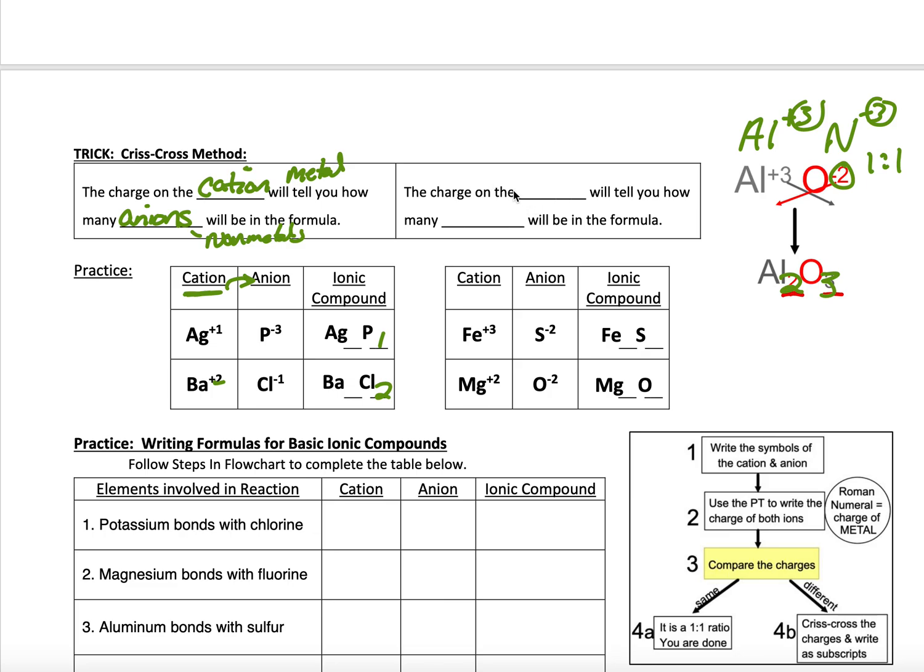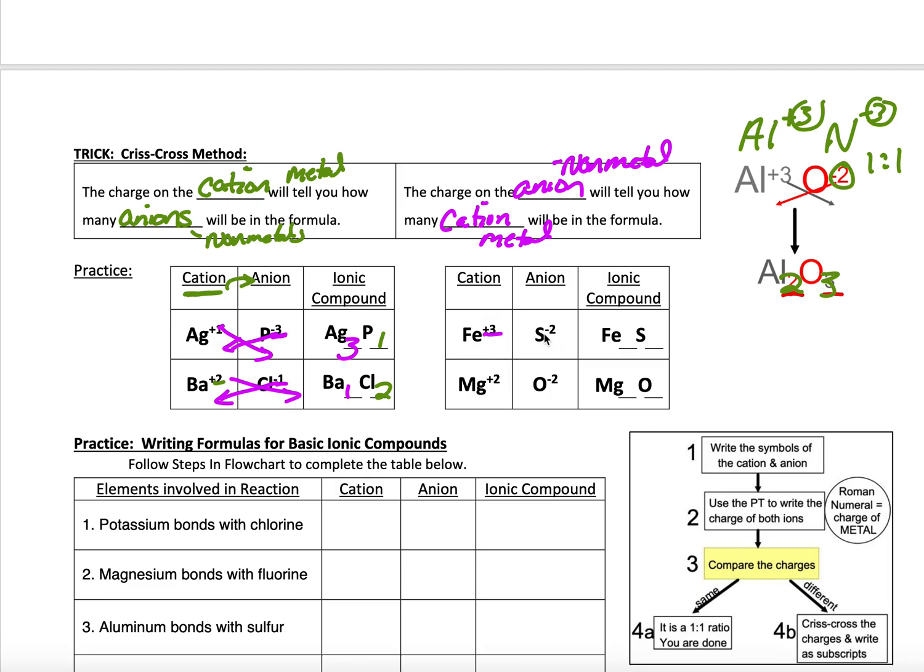And the flip side holds true. The charge on the anion is going to tell you how many cations are in the formula. So the charge on the nonmetal is going to tell you how many metals will be in the formula. So if I know the anion's charge is a 3, that immediately tells me I'm going to have 3 of those metals. It's going to crisscross. This is a 1. That immediately tells me I'm going to have 1 of these metals. So the numbers crisscross, and that gives you the formula.